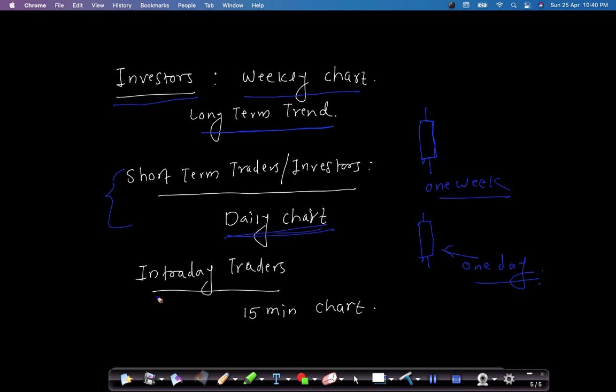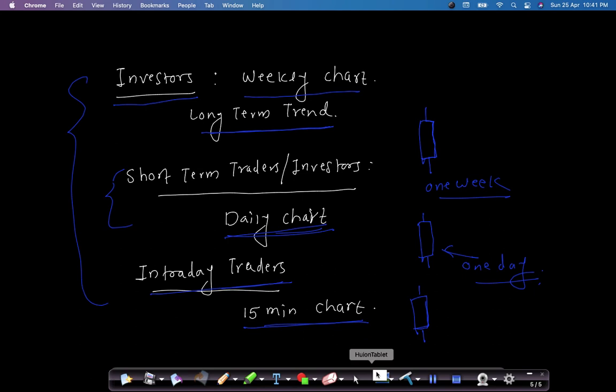If you are an intraday trader, you look at a 15-minute chart, a chart in which one candle is of 15 minutes, right? So this one candle denotes the price movement during 15 minutes. So depending on what kind of investor or trader you are, you look at different charts. In general, this is not fixed, but generally this is what people do.